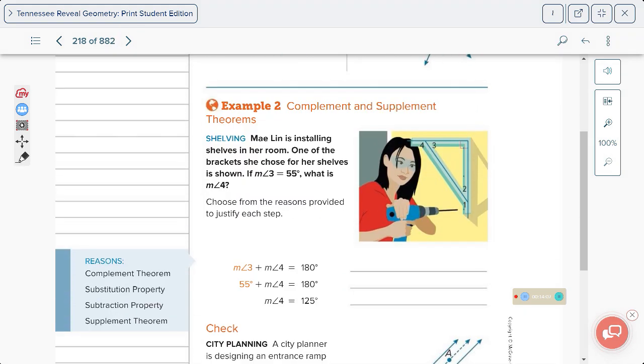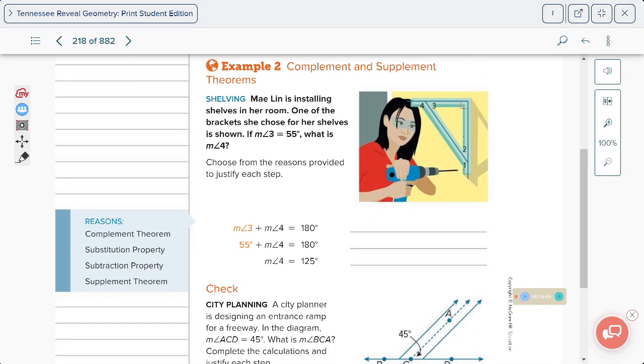So let's go down here. Example 2. So here is an example of using the complement and supplement theorem as well. All right. They've given us a word problem, but they've already laid out these statements step by step. And here are some reasons or justifications that we need to choose from.